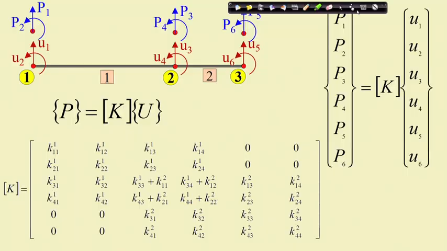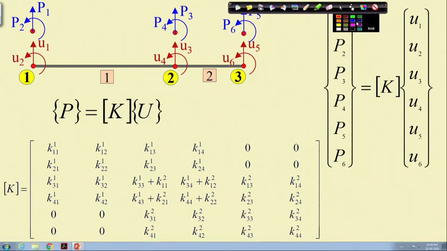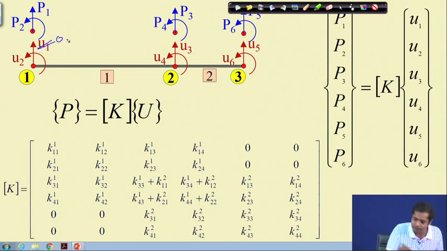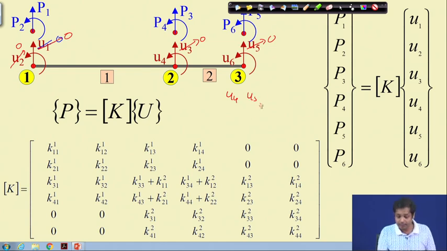In this case, this is a fixed end, so U1 and U2 are 0, and U3 is also 0, and U5 is also 0. If you number it like this, then U4 and U6 are the only unknown displacements, and U1, U2, U3 and U5 are all known displacements, meaning they are 0 displacement.